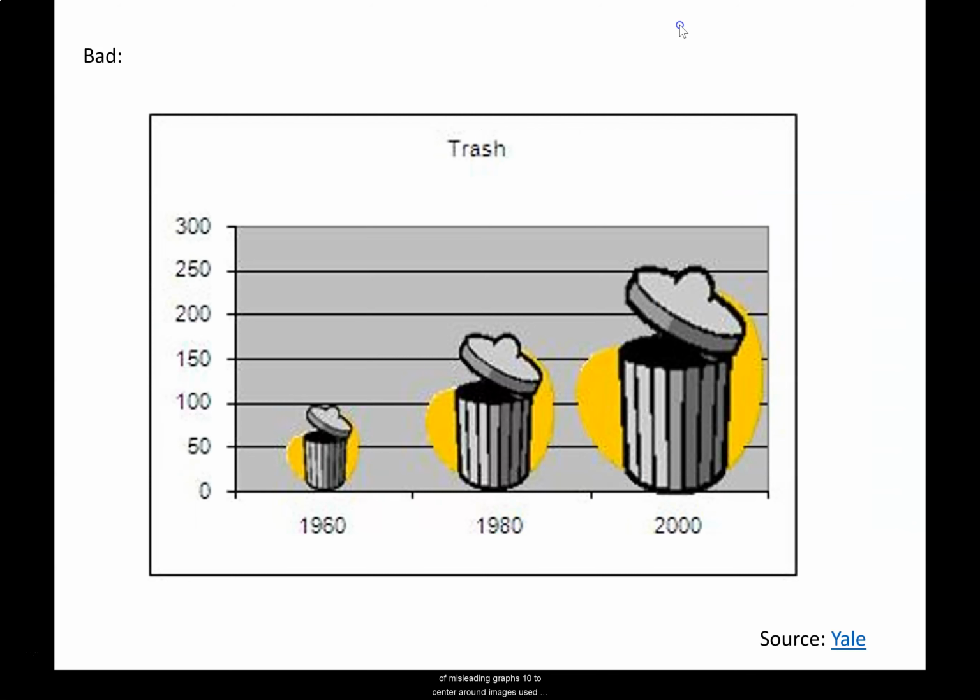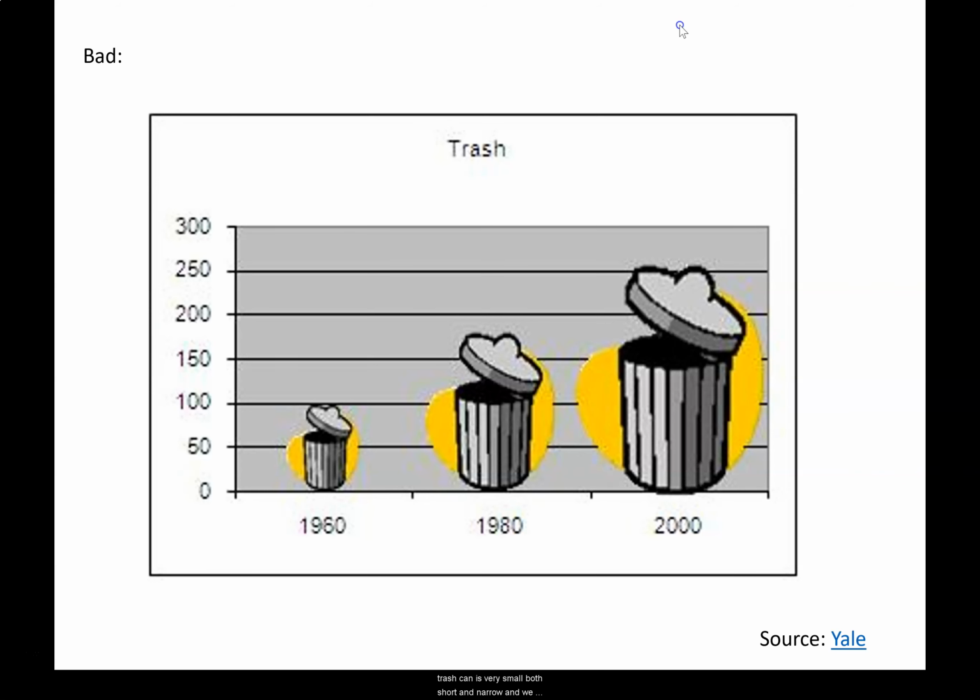Another example of misleading graphs tend to center around images used instead of bars. So in this picture, used by Yale University to help teach the teachers how to teach statistics, you can see that in 1960, we have a small trash can indicating 100, maybe pounds. There aren't any units listed, so we're not sure. We have to guess. So 100 pounds of trash, maybe. 1980, it's about 200. And in 2000, it's 250. But the deception comes in your instant view of the graph. The first moments that your brain looks at the graph and tries to process the information. This is where the deception happens.